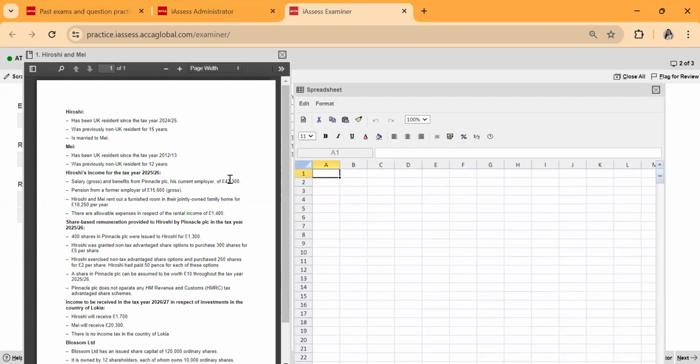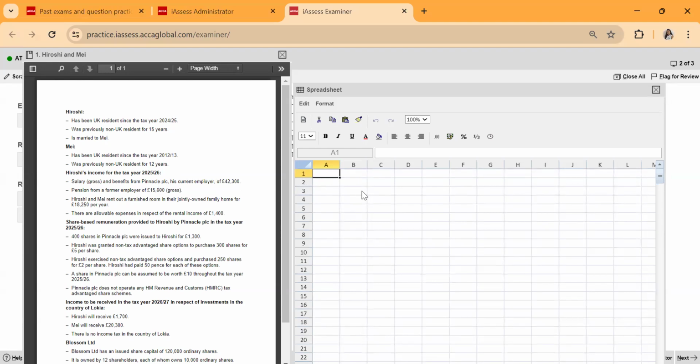Okay, so now let's do here. Hiroshi has been UK resident since the tax year 24-25, was previously non-resident for 15 years. Why it is given to you? For the FIG scheme, and is married to May. May has been UK resident in tax year 22-23 and was previously non-resident for only 12 years. Hiroshi's income tax for the tax year, and we have to calculate tax liability for Hiroshi as well, right? No taxable income. And it says that the salary gross and the benefits from Pinnacle Company's current employer is 42,300.